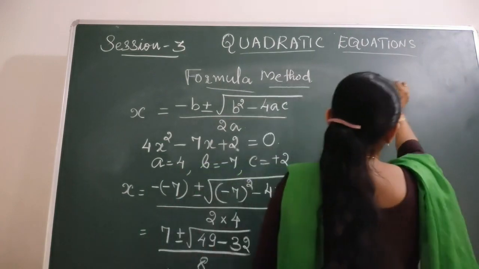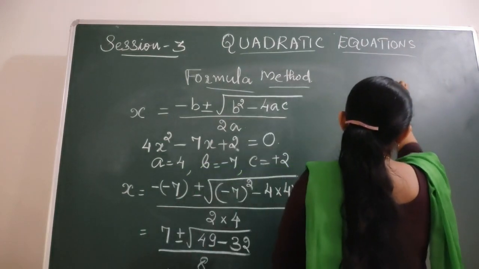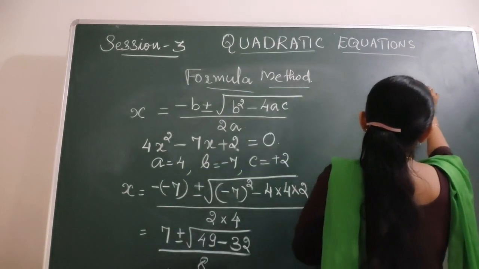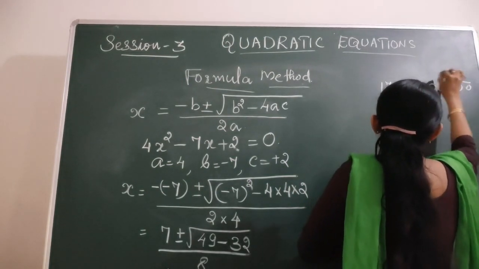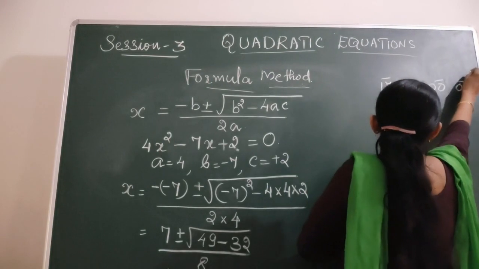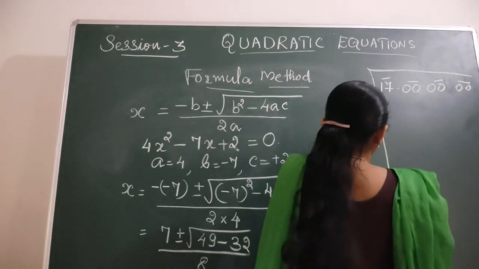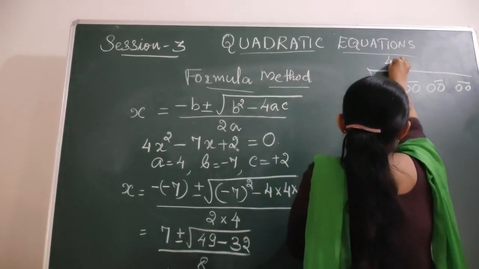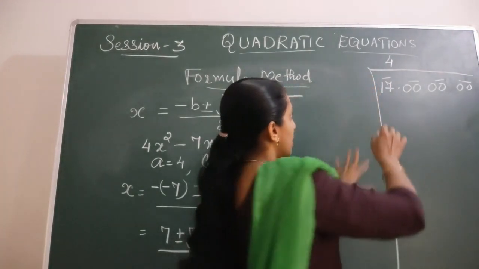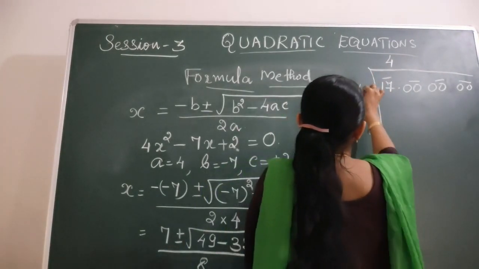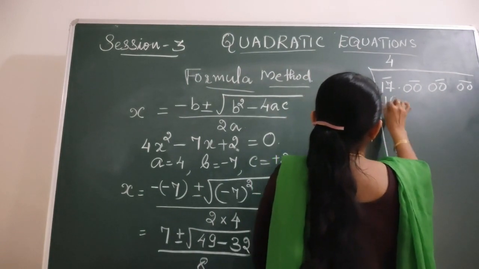So we are going to calculate that. 17.000000, groups you will take out. Then use the long division method. Less than 17, the perfect square is 16. So 4 4s are 16. The first value you got.